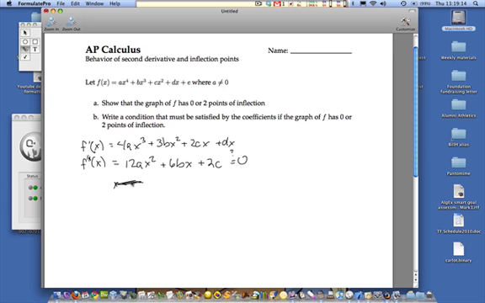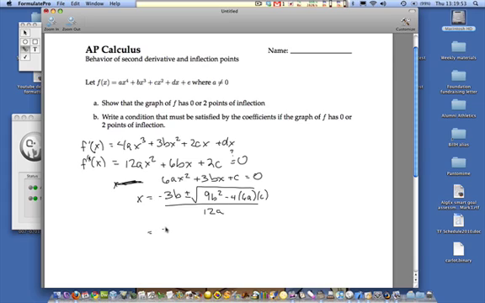Now, well, we can actually, let's make our life simpler real quick. Let's just factor out a 2. Let's do 6ax squared plus 3bx plus c. Now, when does that equal 0? Okay, that happens when x is negative 3b plus or minus the square root of 9b squared minus 4 times 6a times c, and all of that is over 12a.